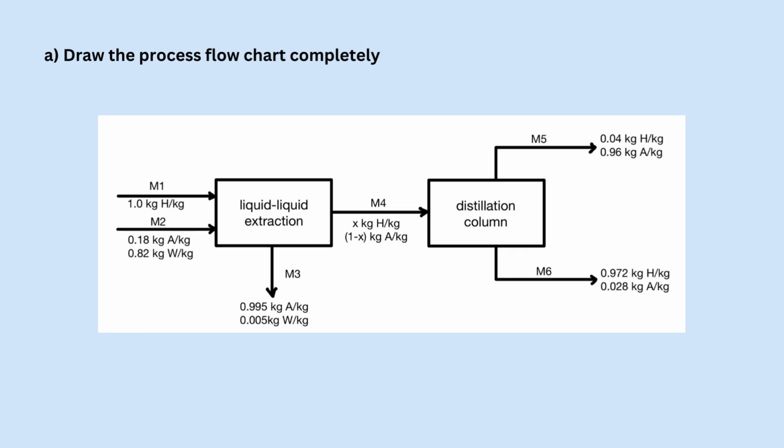The question does not give any information about the composition, so we are going to label it M4 and use unknown composition variables to represent the mass fractions for hexanol and acetic acid, and also there is no water in this stream. We also don't have information about the composition for both distillate and the bottom stream. Composition for distillate is 96% acetic acid and the balance is hexanol. The bottom stream is 97.2% hexanol and the balance is acetic acid.